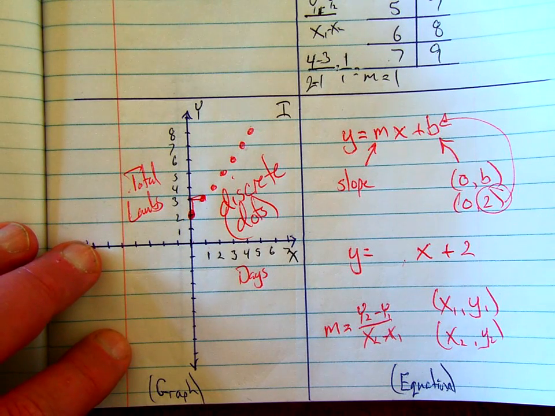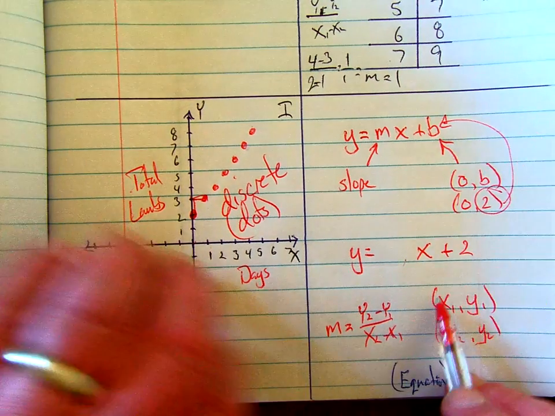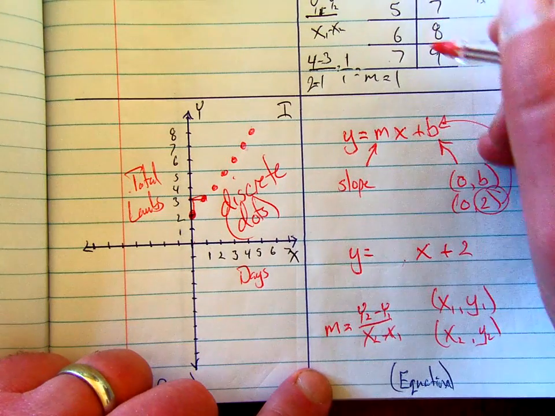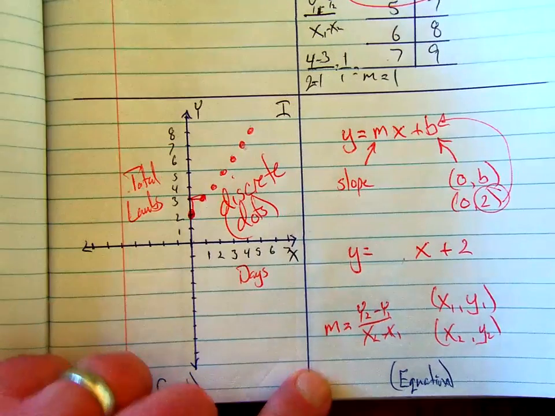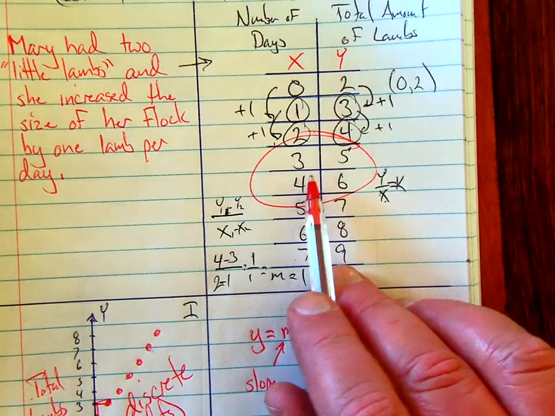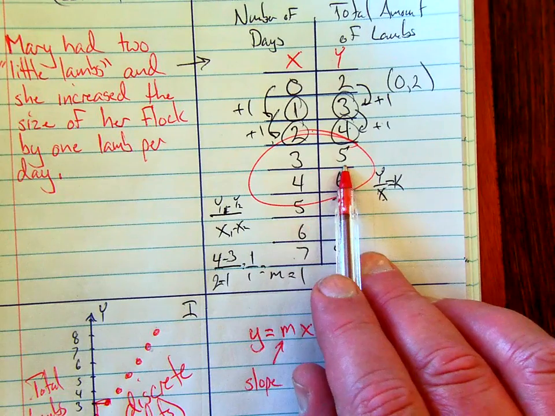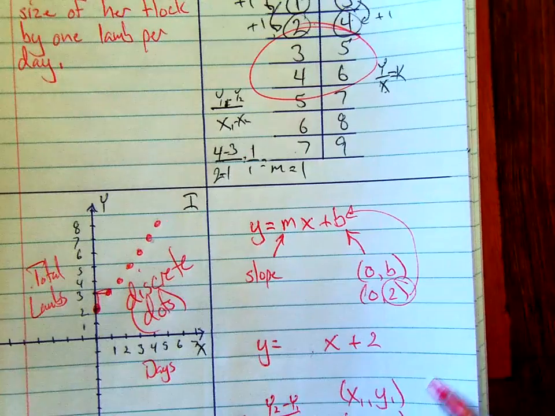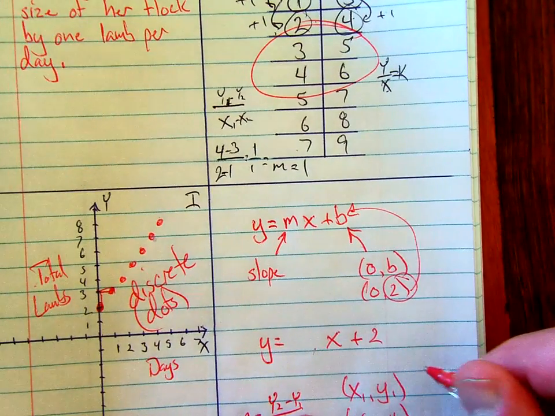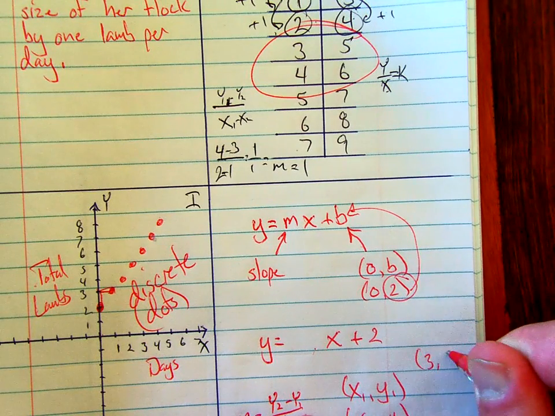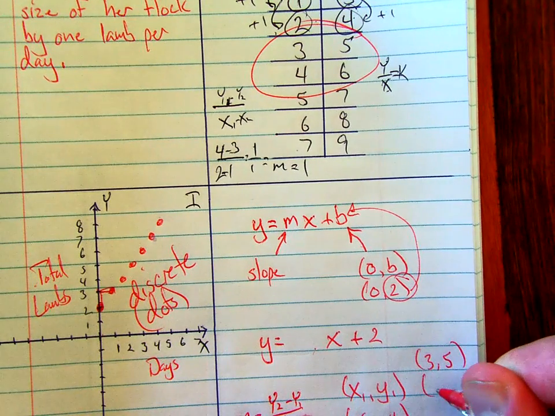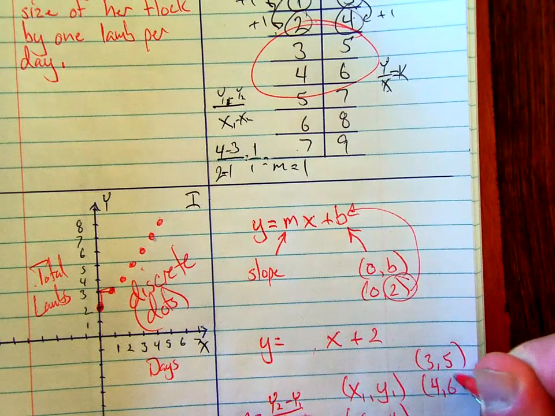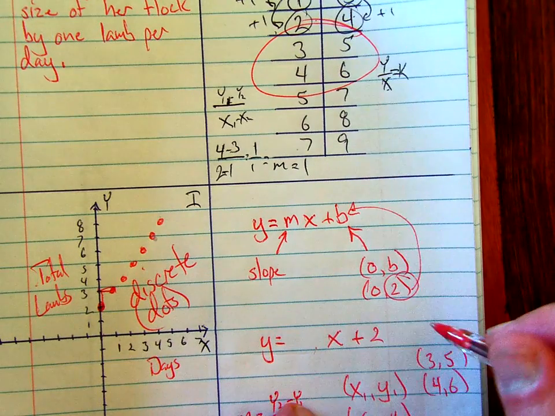So in this case, I'm going to take two coordinates. It doesn't matter which two out of my table. I'll take when x is 3, y is 5. When x is 4, y is 6. So one of those coordinates is x is 3, y is 5, and the other coordinate is x is 4, y is 6. And I'm going to rewrite those. And again, the first coordinate is x, the second coordinate is y.